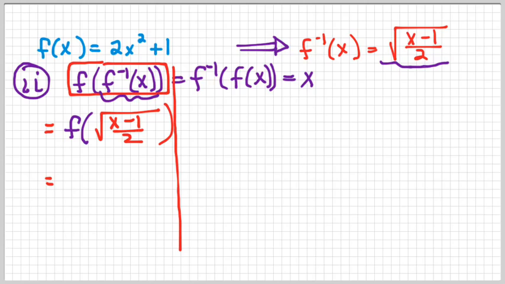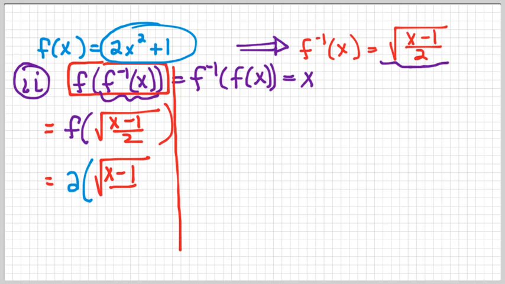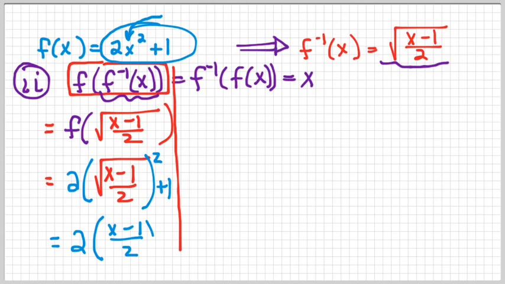Now I'm going to plug that into function f up here, and function f says take 2 times whatever you're plugging in. I'm plugging in the square root of x minus 1 over 2, and it says take that x value and square it, so I'm going to square it and then add 1 to it. When I try to simplify this now, I'm going to square the square root first, and that just eliminates the square root.